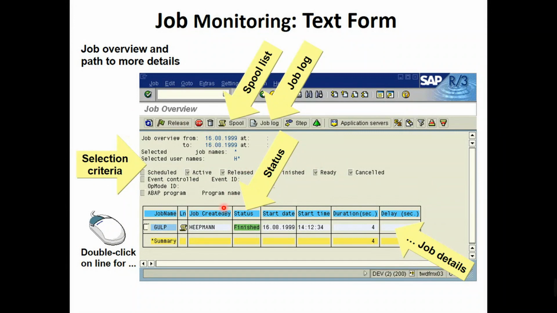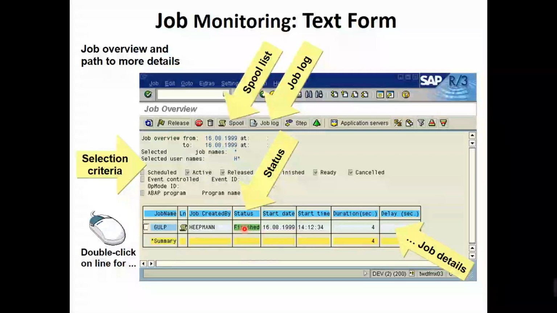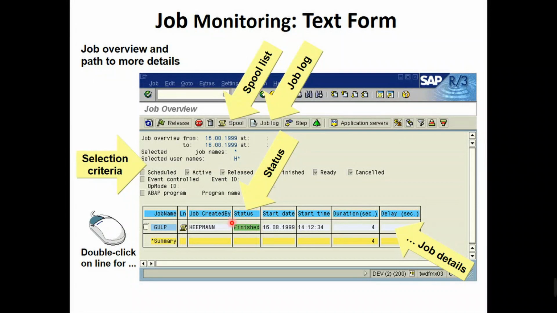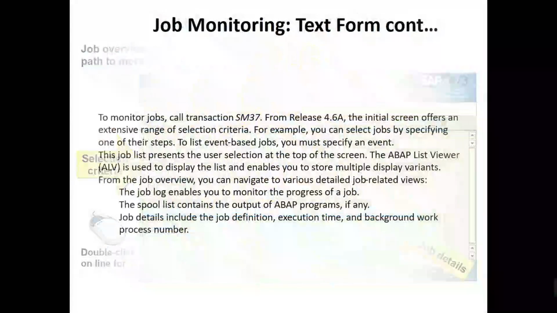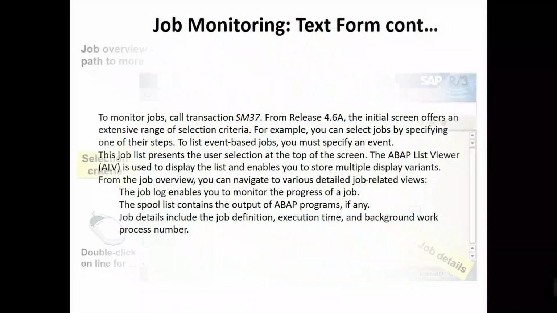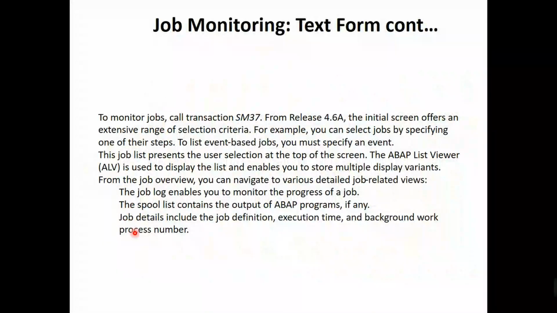There you should get the status like this, finished or cancelled. If it is cancelled, you have to double click over here so that you get the job log, from where you get to know what errors happened while the job was running. And in case it is finished, you can see the status in green as finished. Now come to the next part. This is all about job monitoring. I have just shown you in this slide. So this is the detail of it, as I said.